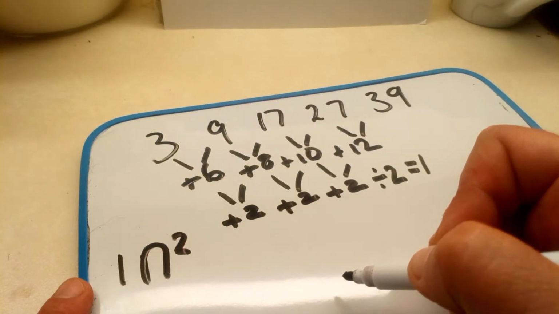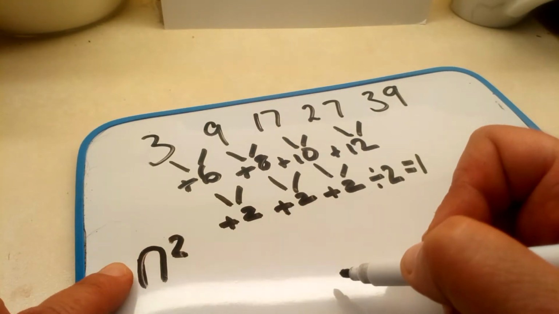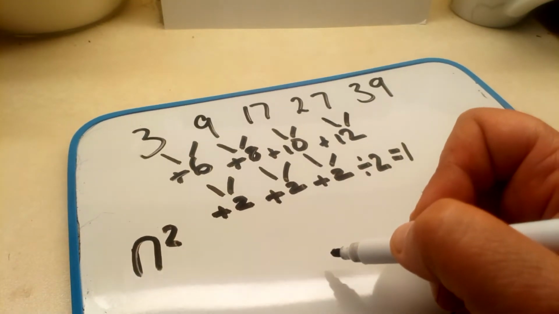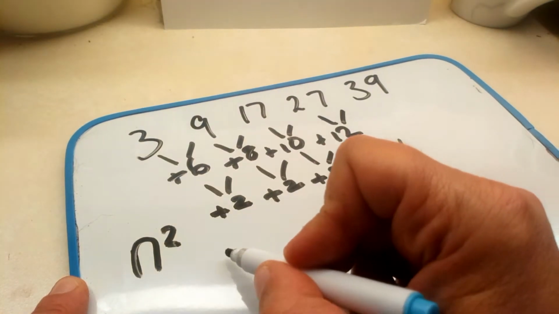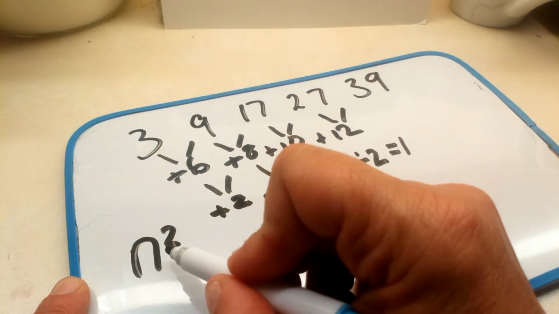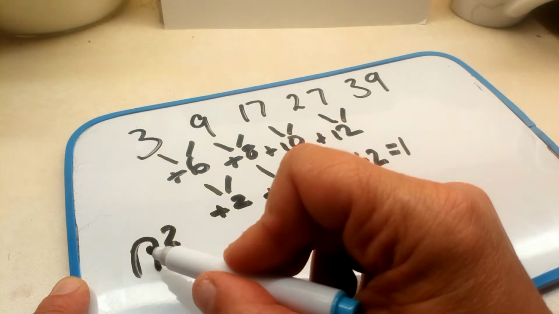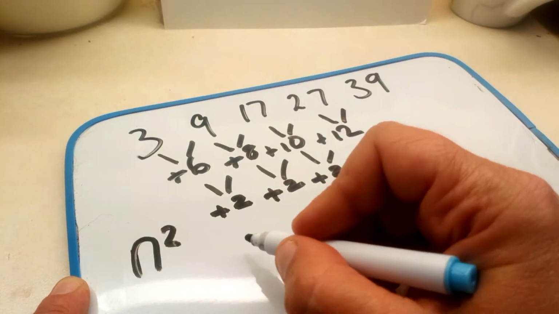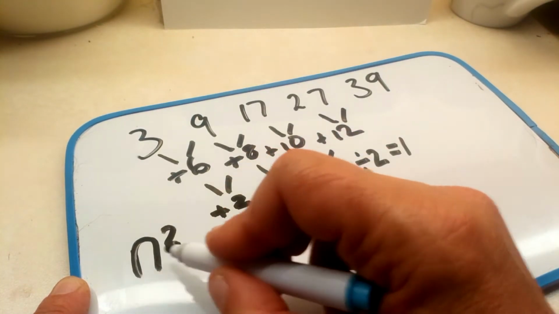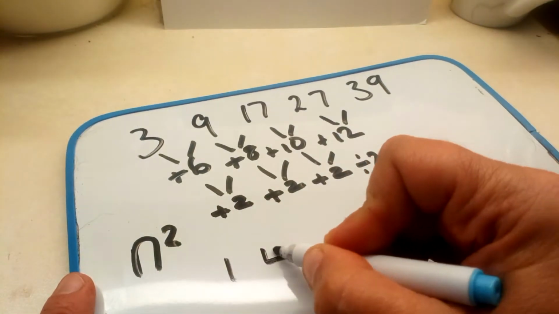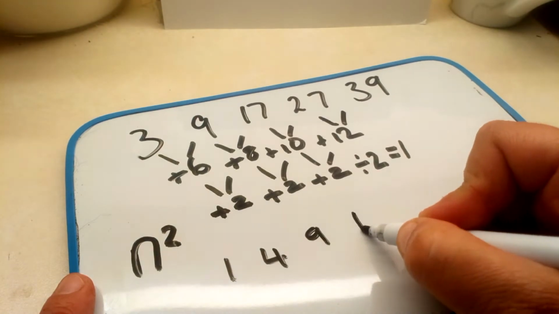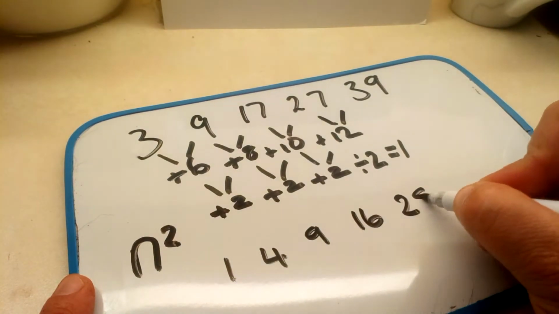Now we know in algebra if you've only got one letter, you only write the letter on its own. So it stays as n squared. The next step that you need to do is write out n squared, so something squared. We'll just do the squared sequence. So that's 1, 4, 9, 16, 25.